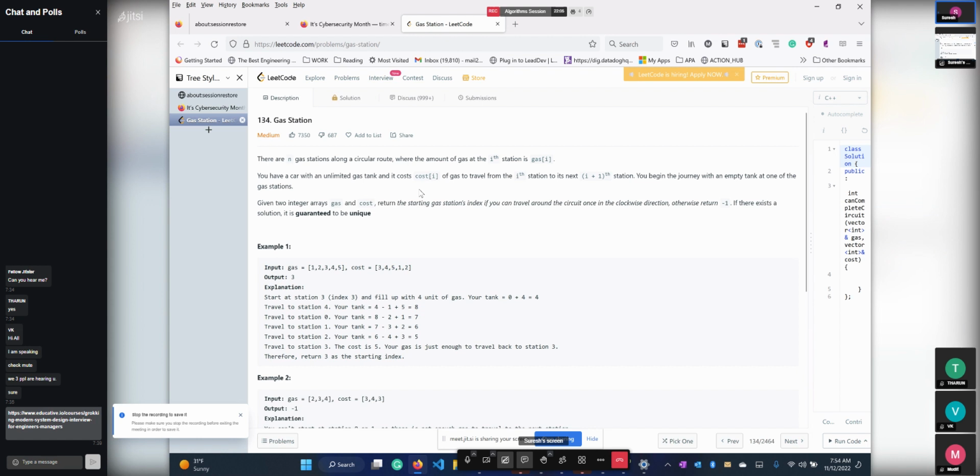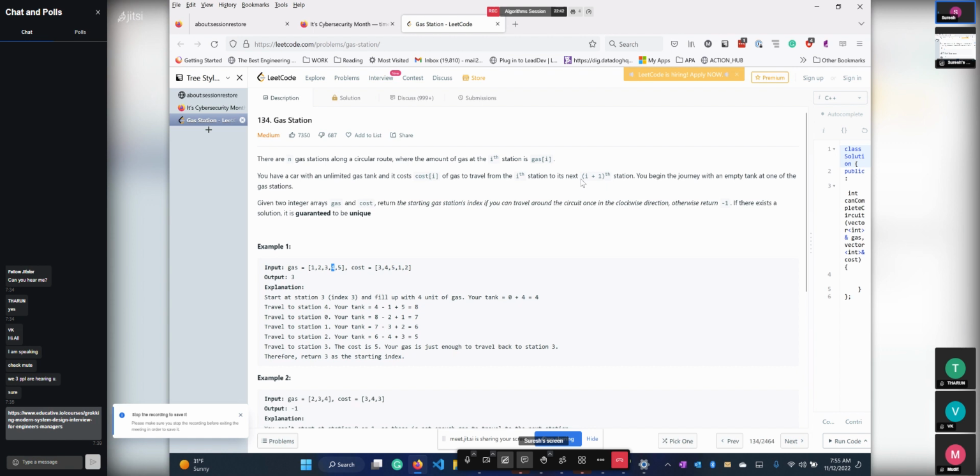You have a car with an unlimited gas tank, and it costs cost[i] of gas to travel from the ith location to the (i+1)th location. What is meant by that is, you have a car with an unlimited gas tank. So if you want, you can take the entire gasoline from the station. If it is 100 here, you can take 100 because your tank has unlimited space. So you can take the entire gas into your car and you can travel.